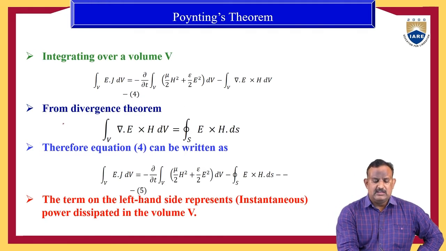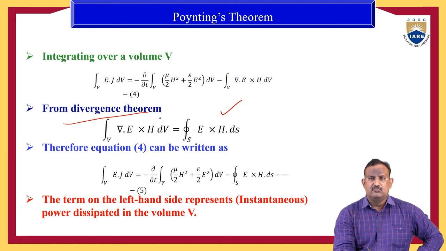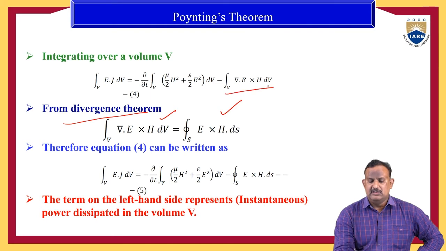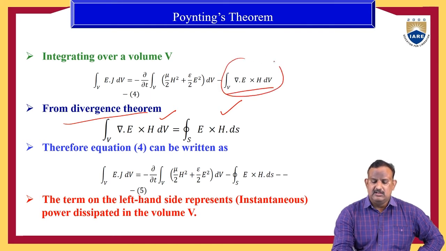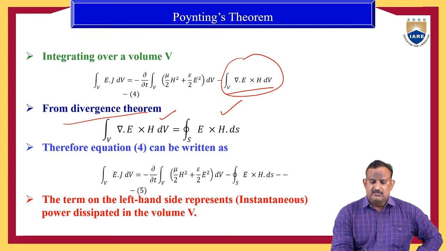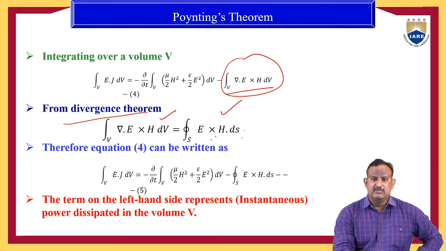We know the divergence theorem. The divergence theorem converts a surface integral to a volume integral. In the above equation we have a volume integral, so using the divergence theorem, the surface integral of E cross H into ds is equal to the volume integral of del dot E cross H dV.